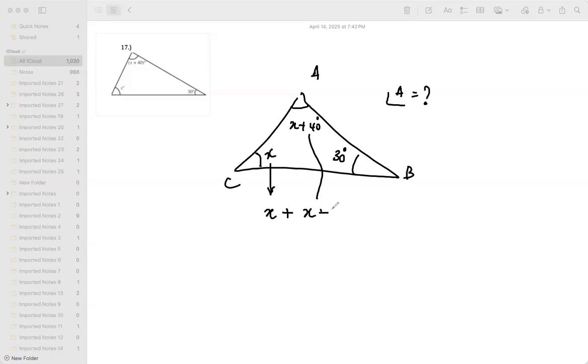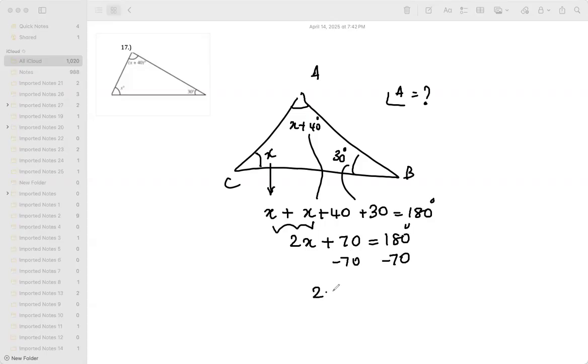Can we form some equations? Yeah, I formed an equation. I got A is equal to 95. Same. So Sreshta, did you get it? You see? So x and x can be combined to form 2x plus 70 equal to 180. Subtract 70, 2x equal to 110. x will be 55.